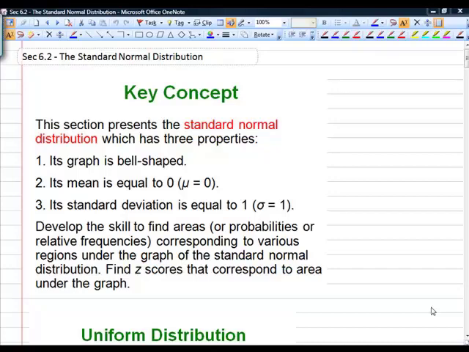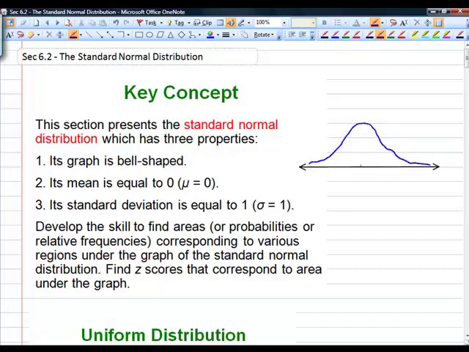Section 6.2 talks about the standard normal distribution. We've looked at normal distributions before, and remember, this is where you have a shape for the distribution of your data that looks like this. It's symmetric and bell-shaped. That's what defines a normal distribution.